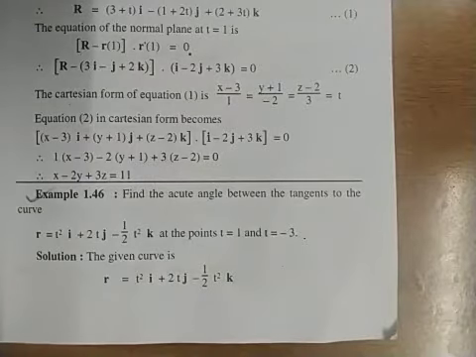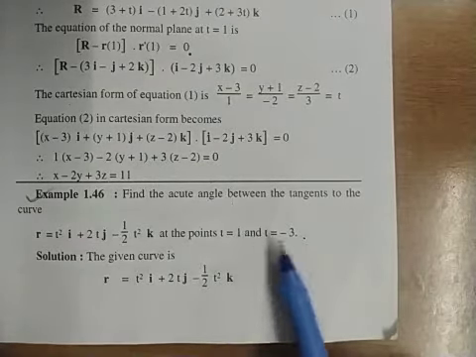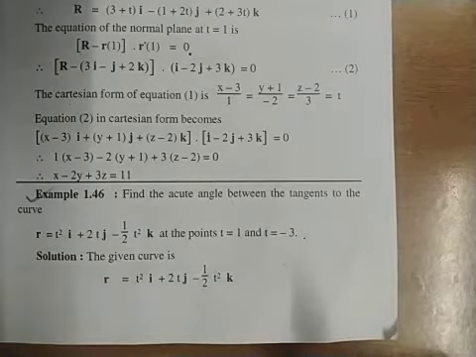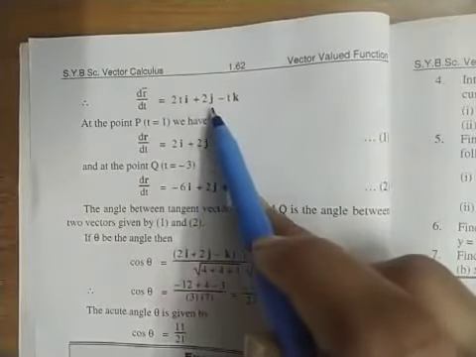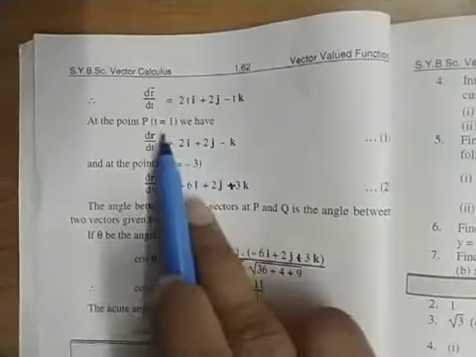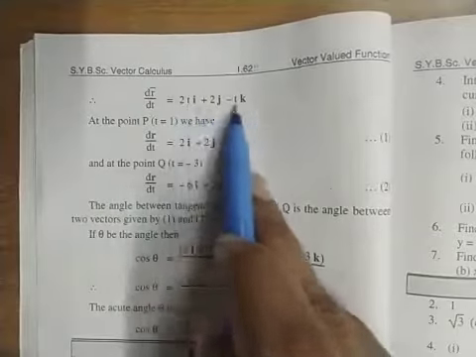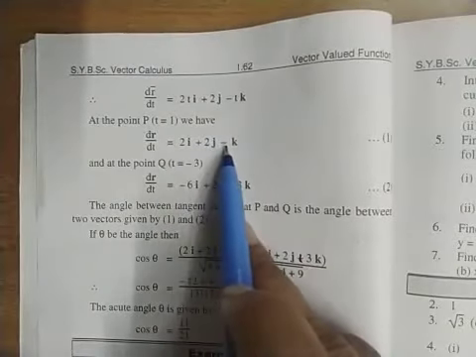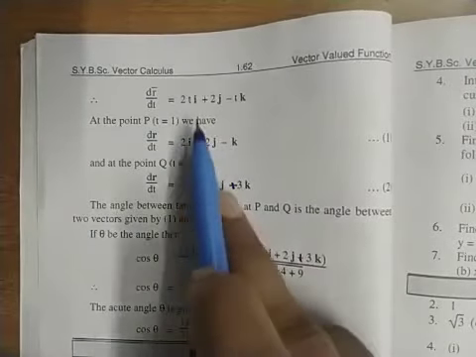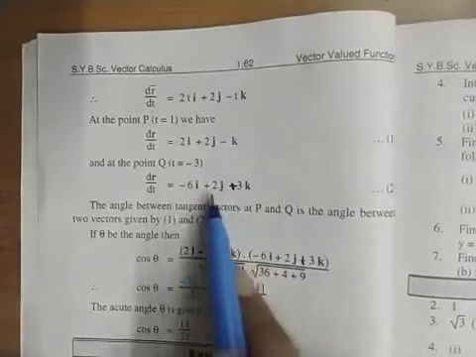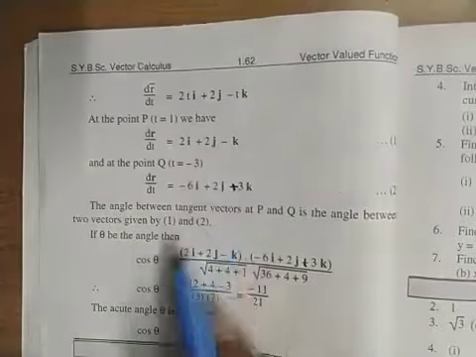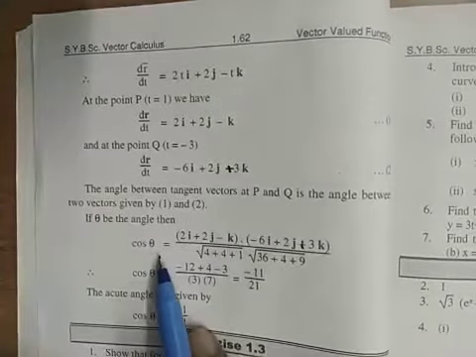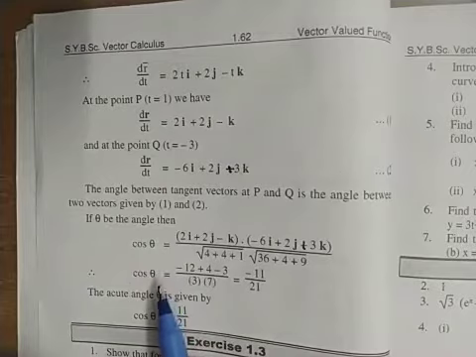So for the equation of tangent, we will find dr by dt, and next we find its values at t equals 1 and t equals minus 3. From that, dr by dt is 2t i plus 2j minus t k. At t equals 1, we put t equals 1 here, we get 2i plus 2j minus k. At t equals minus 3, we put t equals minus 3 here, we get the next vector. If theta is the angle between these two tangents, then we know the formula cos theta is a dot b upon norm a into norm b.